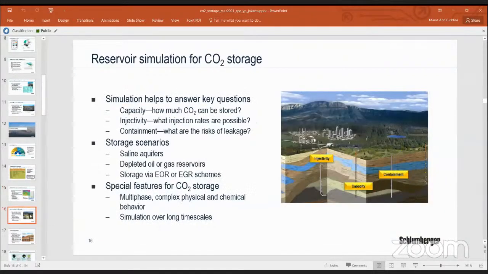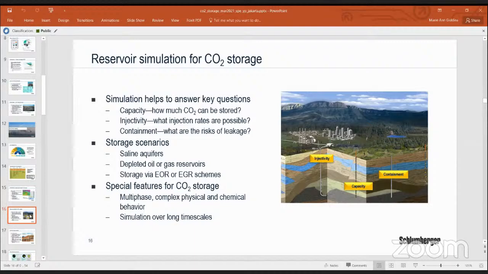So all of these requirements are pointing towards the need to be able to perform reservoir simulation studies for CO2 storage. And it's going to help you to answer key questions like, what's the capacity? How much CO2 can you store? What's the injectivity? What injection rates are possible, both in terms of being able to get the CO2 into the porous media under the subsurface, and also how the wells should be operated? And containment. So again, working out what are the risks of leakage and what can you do if you have a problem.